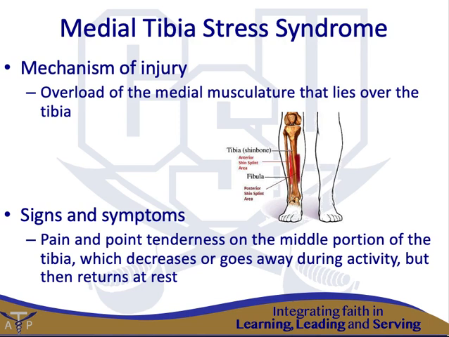For a mechanism, it's caused by an overload of the medial musculature that lies over the tibia. The overload occurs when the athlete increases intensity and duration of activity too quickly, runs on uneven, slanted, or hard surfaces, runs downhill consistently, and performs activities that require sudden stops and starts.